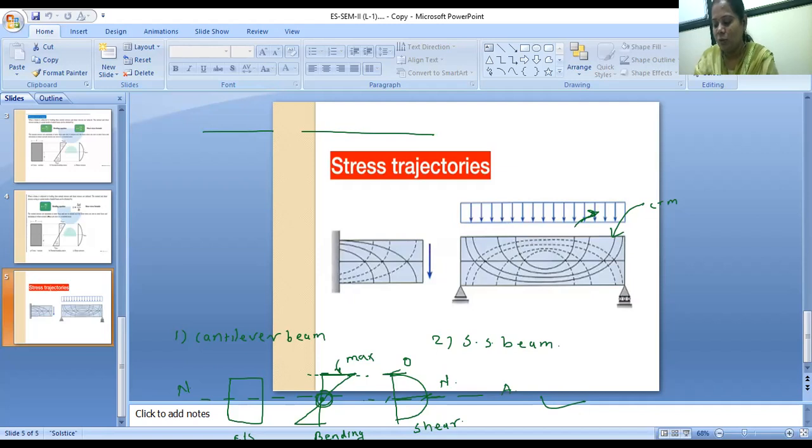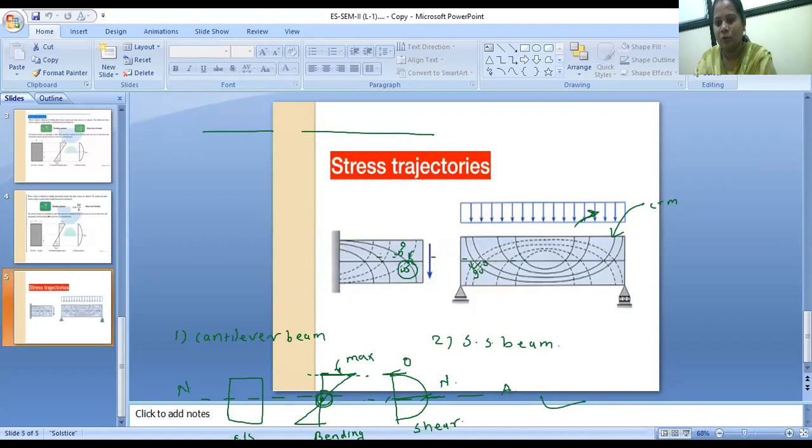You observe here these tensile and compressive stresses cross each other at 90 degrees. So this solid curve and this dotted curve cross each other at 90 degrees. Next, these curves make a 45 degree angle with the longitudinal axis. Both the dotted and the solid curve create a 45 degree angle with respect to the longitudinal axis.